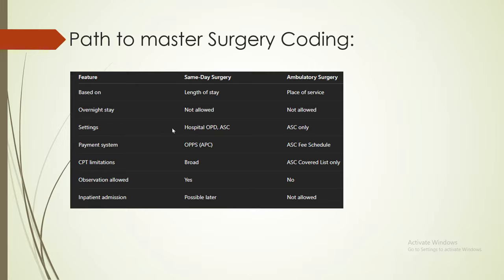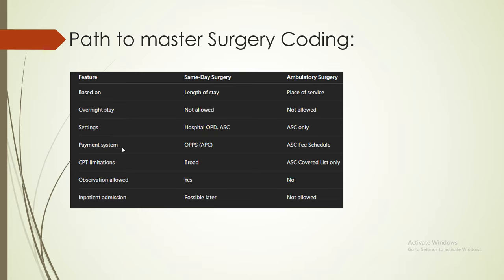Next, settings. Most of the time you will code same day surgery in hospital OPDs, as well as ambulatory surgeries. For ambulatory surgery, you will code only in the ambulatory surgery center. Here ASC means ambulatory surgery center, and OPD means outpatient department. So a same day surgery coder works in the hospital outpatient department, and an ambulatory surgery coder works in the ambulatory surgery centers.